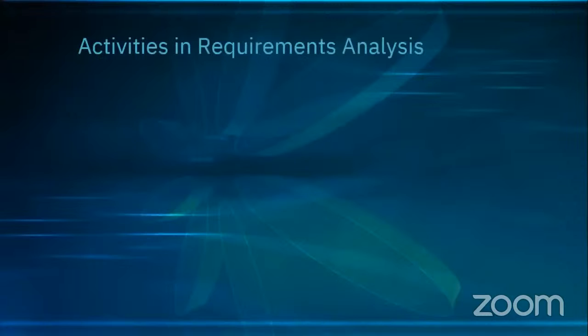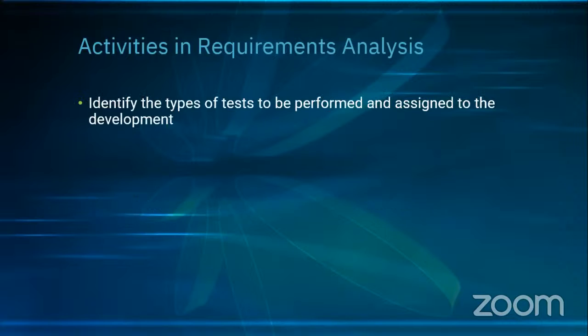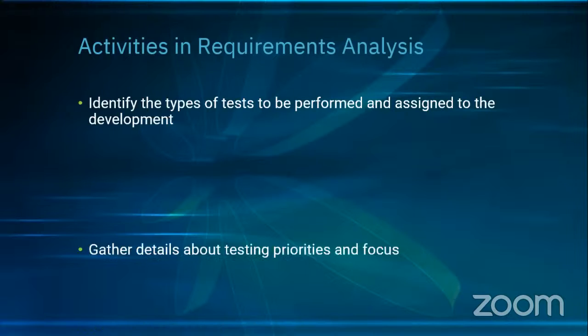Then the next thing, let's talk about activities of requirement analysis. What are the activities? One, they identify the types of tests to be performed and assigned to the development. So you as a tester, at that phase, you already know what type of test we are going to do here. You start thinking. That is the phase where you need to start thinking. This is what we are going to do.